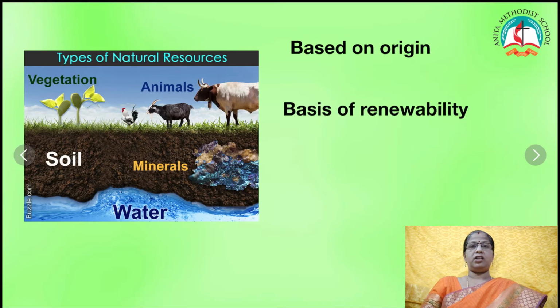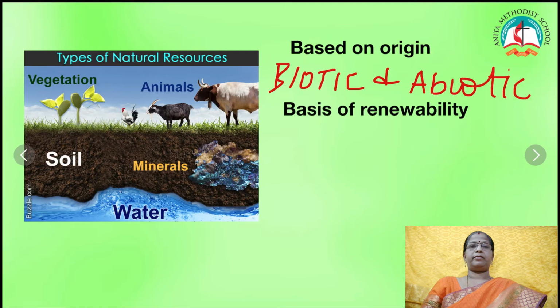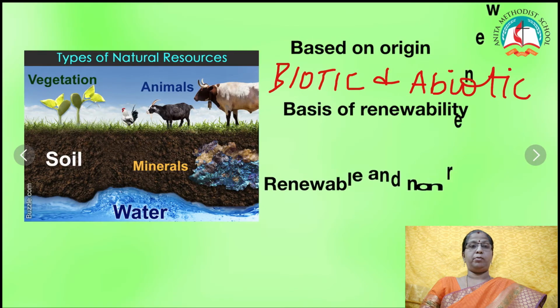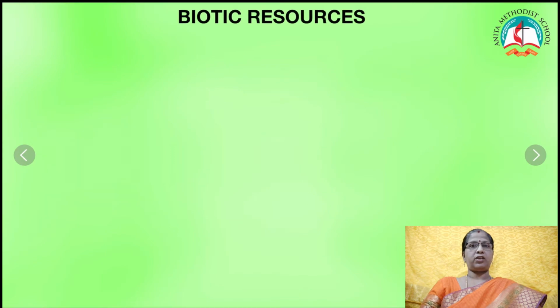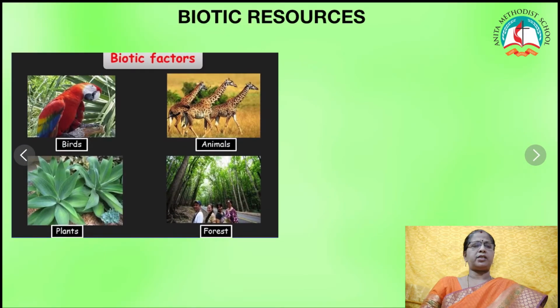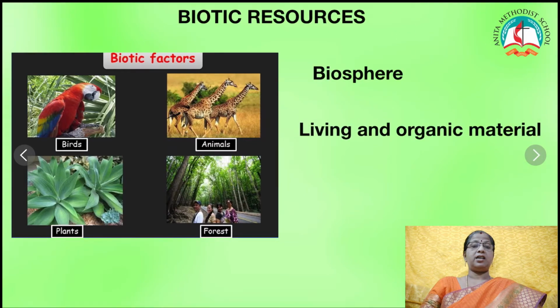On the basis of origin, it is divided into two types. They are biotic and abiotic resources. On the basis of renewability, it is classified into renewable and non-renewable resources. Now first we will see about the biotic resources. What are biotic resources? Biotic resources are found in the biosphere and are obtained from living organisms.